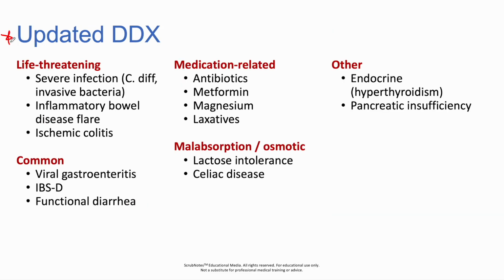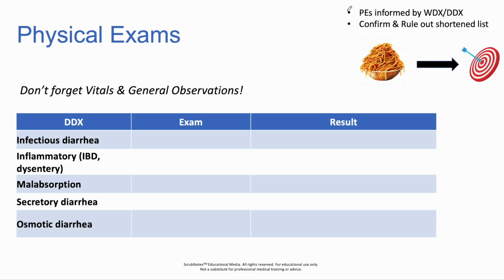Now that we've gotten some focused history questions answered and applied our algorithm for pattern recognition, let's revisit our initial DDX list. So I think we've ruled out or lowered the likelihood of anything life-threatening happening here. I'm going to probably go with viral gastroenteritis as my working diagnosis, but I still want to keep inflammatory bowel disease flare in mind, and maybe malabsorption as well. In an OSCE exam, your goal is not to make the correct diagnosis, it's to support your working diagnosis and rule out dangerous causes. So our physical exam should be targeted, which our focused history has helped us do.